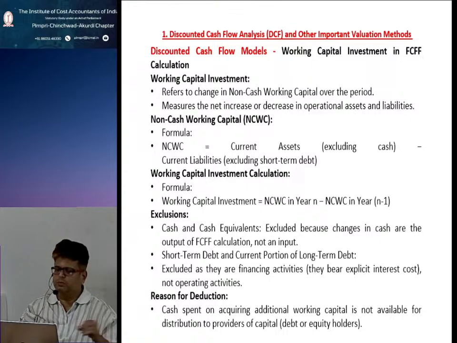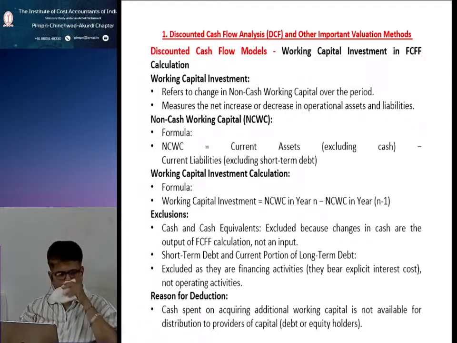So non-cash working capital is equal to current assets excluding cash minus current liabilities excluding short-term debt. And for working capital investment calculation, the formula is working capital investment, that is WCI, is equal to NCWC in year N minus NCWC in year N minus 1. N is the number of years forecasted.